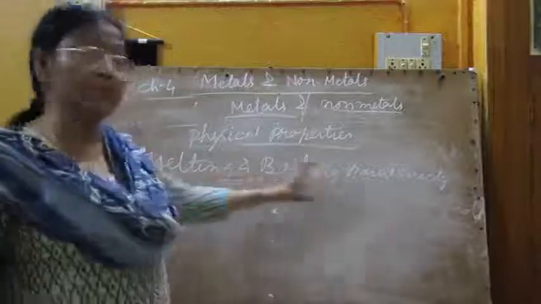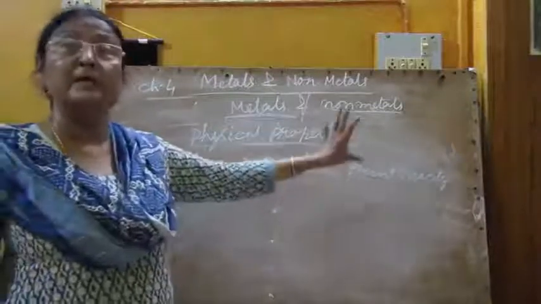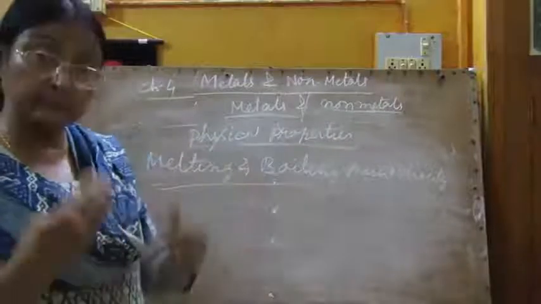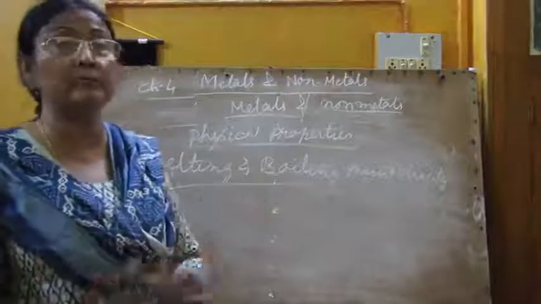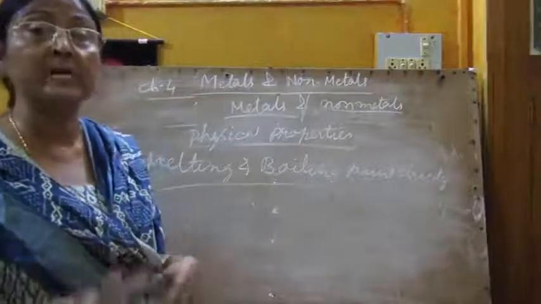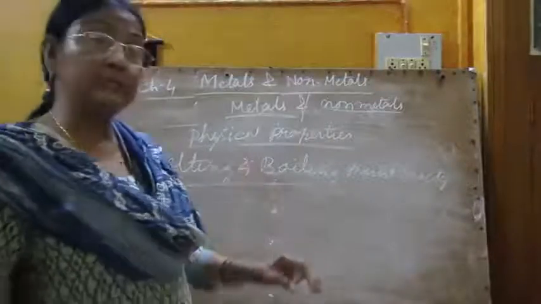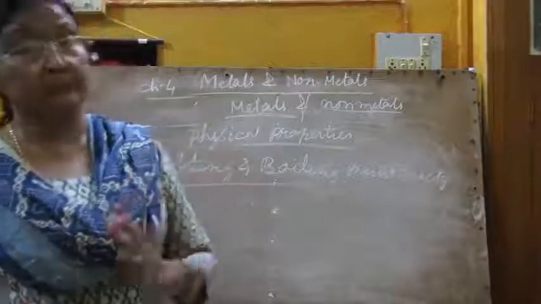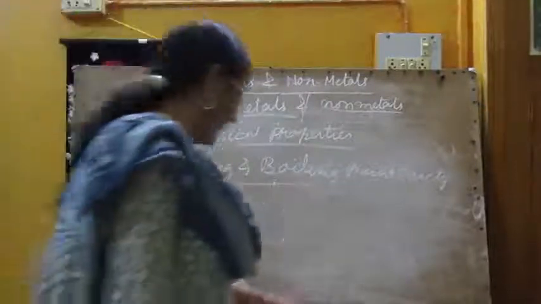So that's why normally metals have a high melting and boiling point. Whereas the non-metals, just the opposite of metal properties, don't require that high a melting and boiling point, which means you can easily melt or boil the non-metals at low temperature. Clear?